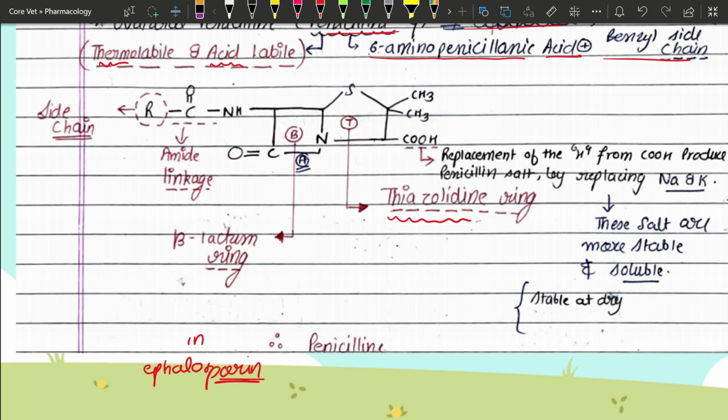Now, further in the structure, there is another side chain connected to the beta-lactam ring by an amide linkage. This is the structure of penicillin. The salts of penicillin are formed by replacing the hydrogen atom of the COOH group, the carboxylic acid group attached to the thiazolidine ring. When you replace that hydrogen atom, you get more stable and soluble salts, because the drug should be soluble and stable in biological fluids. That's all about the structure of penicillin.